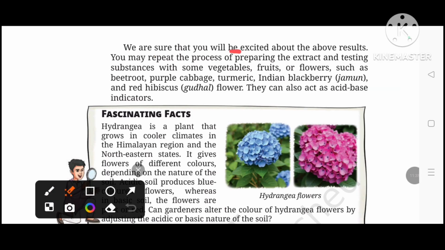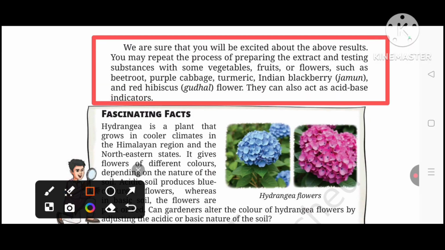We are sure that you will be excited about the above results. You may repeat the process of preparing the extract and testing substances with some vegetables, fruits, or flowers such as beetroot, purple cabbage, turmeric, Indian blackberry (jamun), and the red hibiscus (gudhal) flower. They can also act as acid-base indicators. You may be asked in your paper which flowers, vegetables or fruits are used as acid-base indicators. So this is a very important point from the view of your exam.